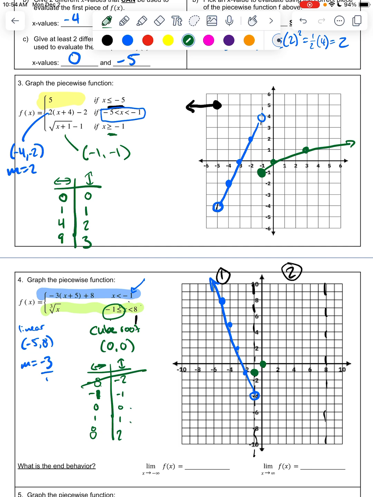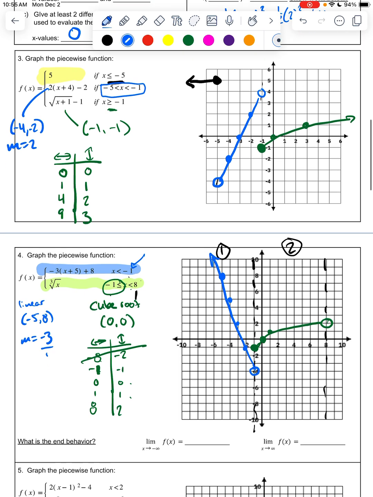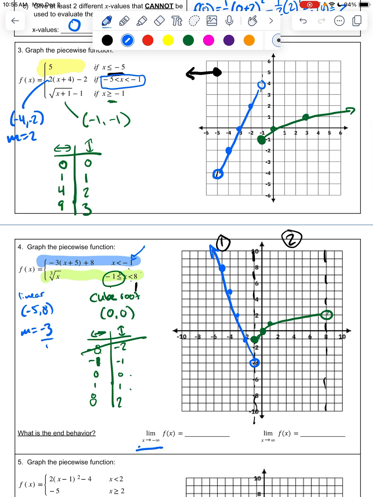0, 0 is the starting point. 1, 1 is right 1, up 1. Next one is right 8, up 2. And that is going to be an open circle because it's not equal to 8. So cube root looks something like that. Okay, end behavior. As x goes to -infinity means we're going to the left. What happens? Well, that graph is going up forever if we go reading it going to the left. So that arrow up here is pointing up to positive infinity.